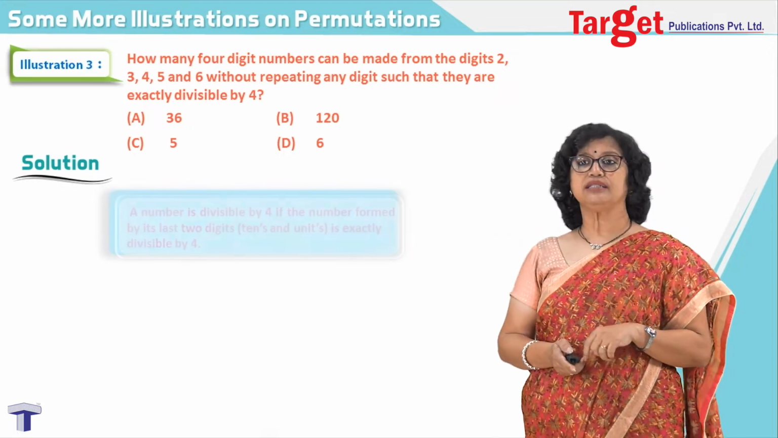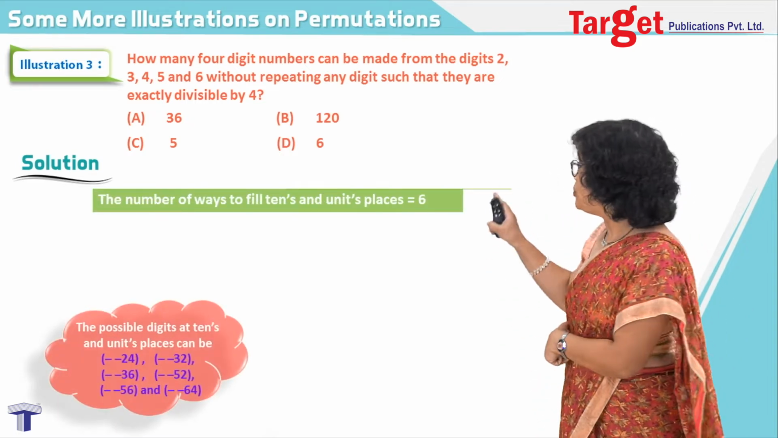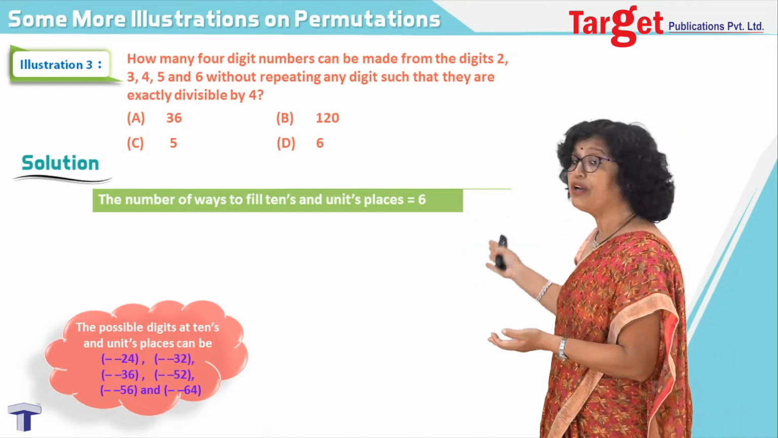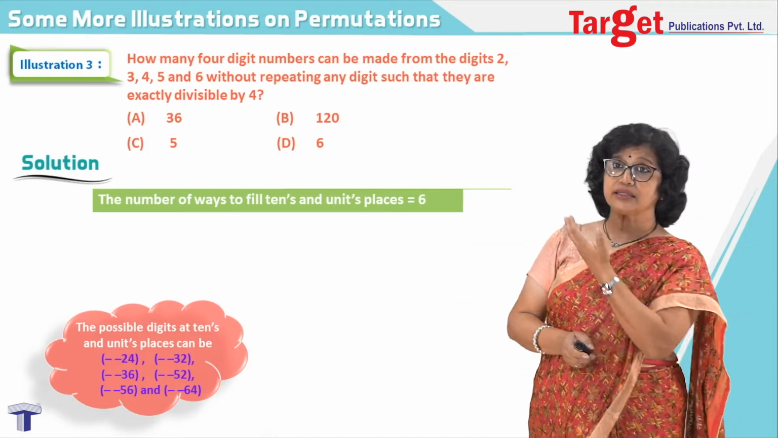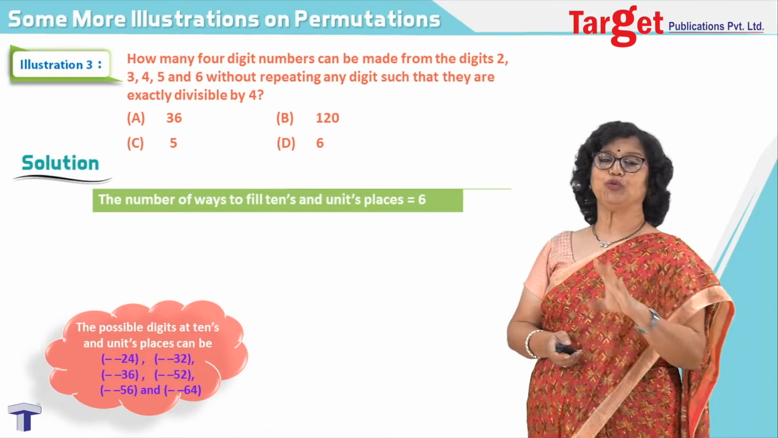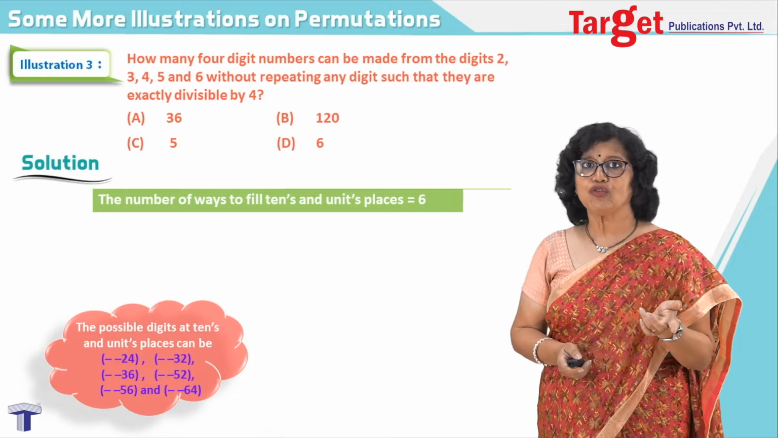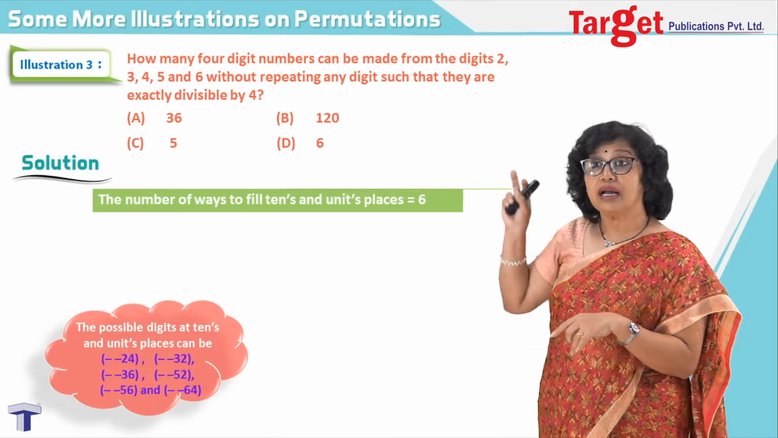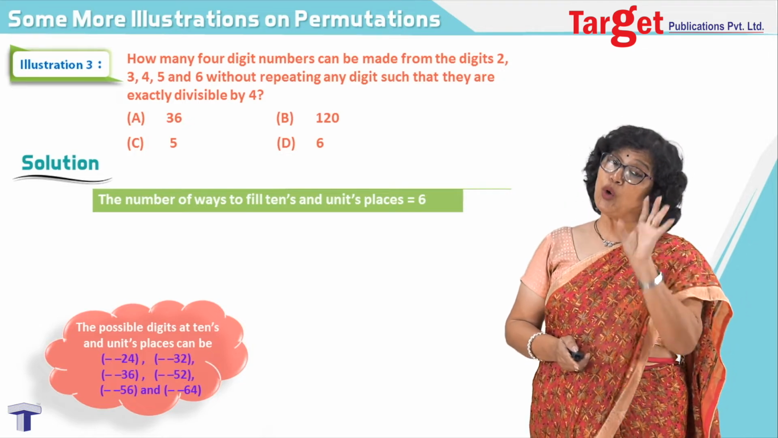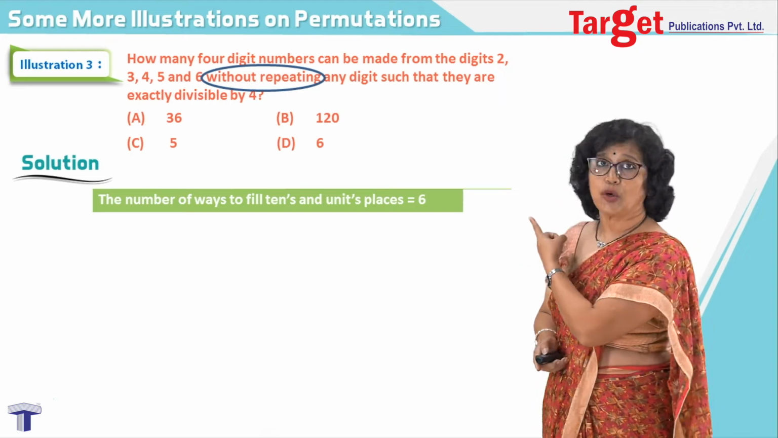Now use this condition and understand that the last 2 places are fixed. For the last 2 places I have shown their options: 24, 32, 36, 52, 56 and 64. These are the things which will appear in the last 2 places. Mind you, I have not taken 44. 44 also would have been divisible by 4, but since the condition is without repeating, I have not written 44. So we know now that units and tens places would be filled by these 6 options.